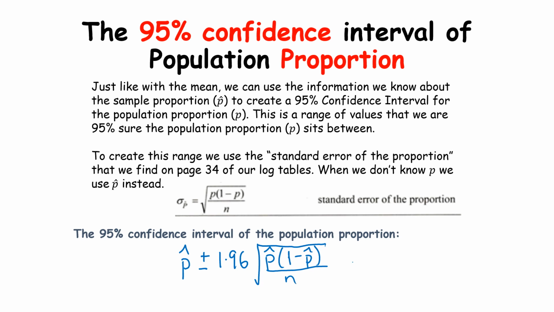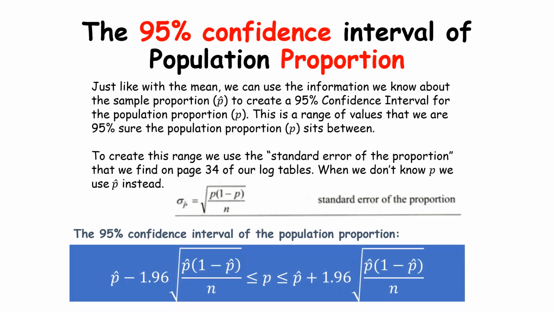Now, when we actually break it down, I would advise you to write it with less than or equal to signs, and it will look something like this. So p hat minus 1.96 times the standard error of the proportion is less than or equal to p is less than or equal to p hat plus 1.96 times the standard error of the proportion.